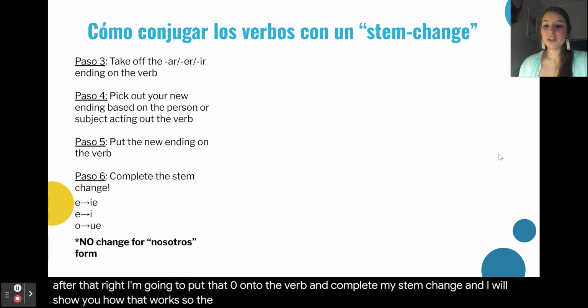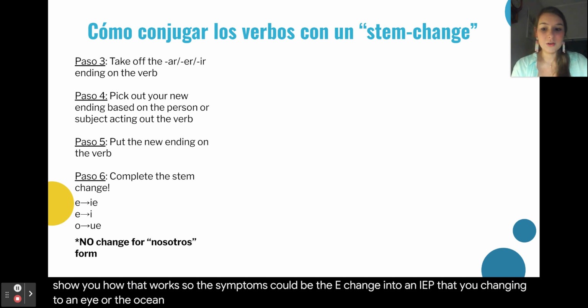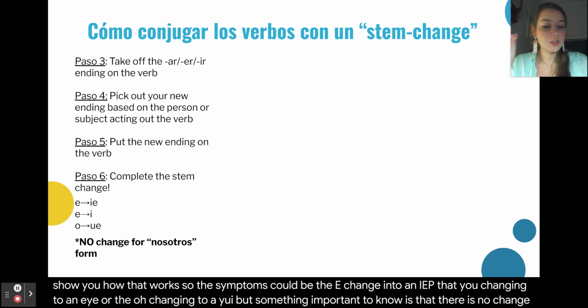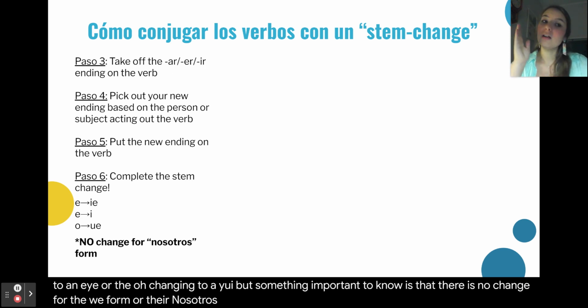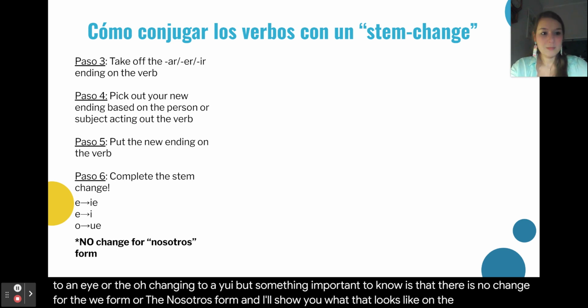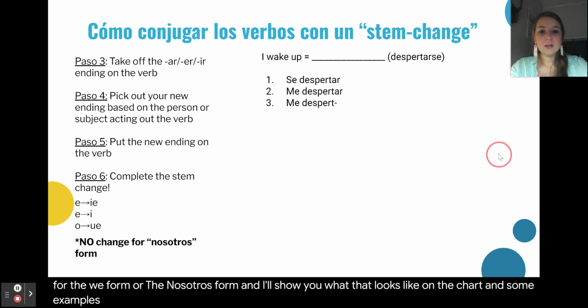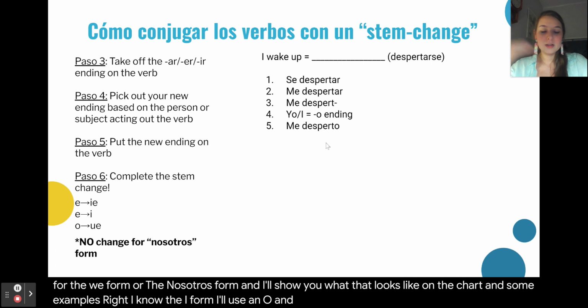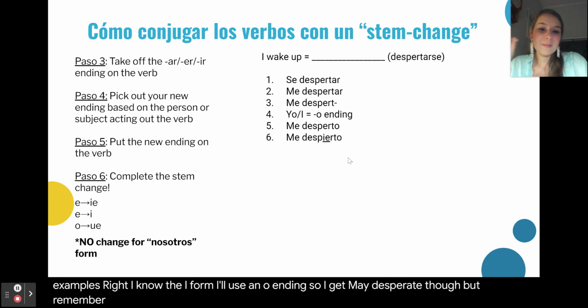So the stem change could be the E changing to an IE, the E changing to an I, or the O changing to a UE. But something important to note is that there is no change for the we form or the nosotros form. And I'll show you what that looks like on the chart and some examples. So kind of reviewing our steps, right? I know the I form, I'll use an O ending. So I get me desperto. But remember, the last step is that stem change.